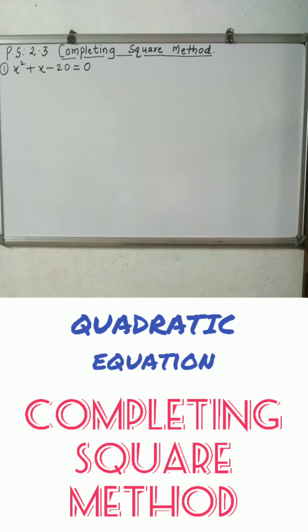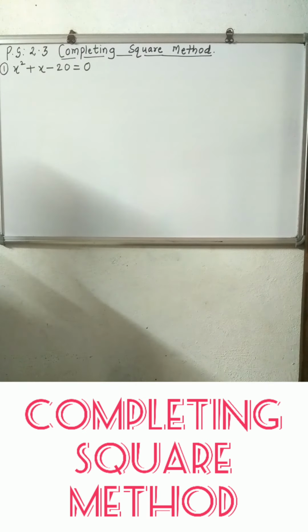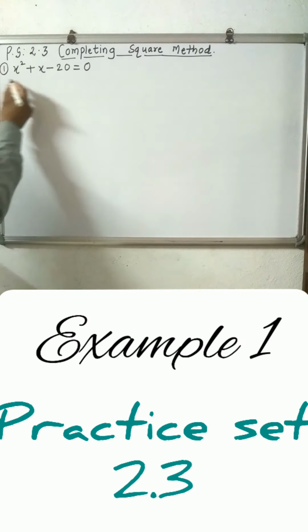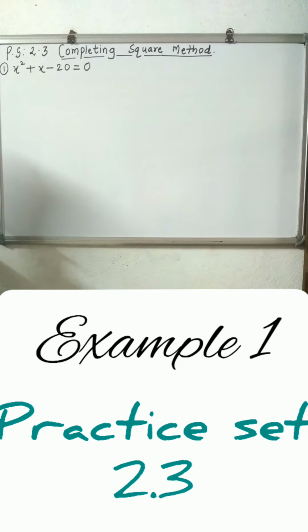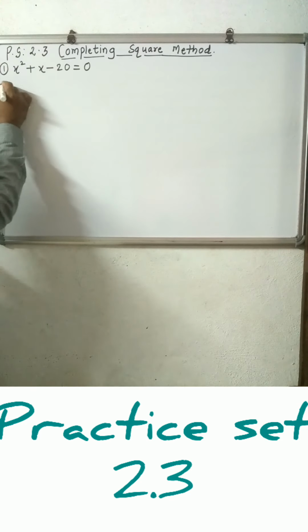Today we learn how to solve quadratic equation by completing square method. Practice set 2.3, first example: x square plus x minus 20 is equal to 0. Now by completing square method we'll apply one formula.